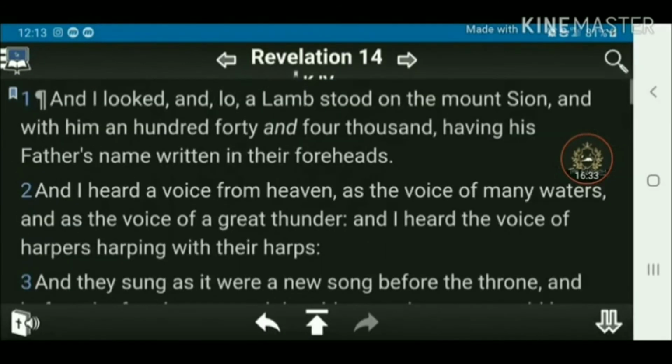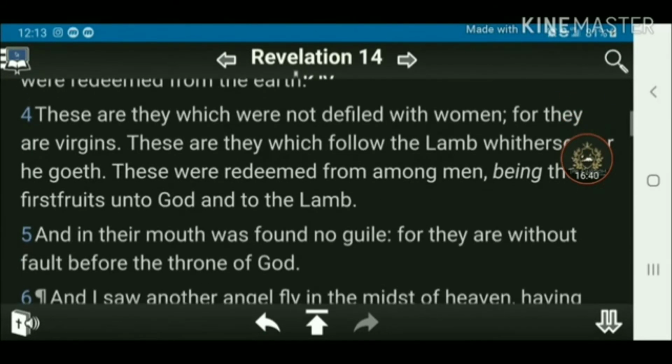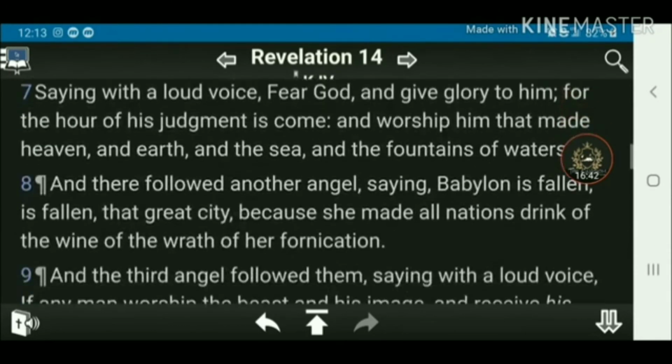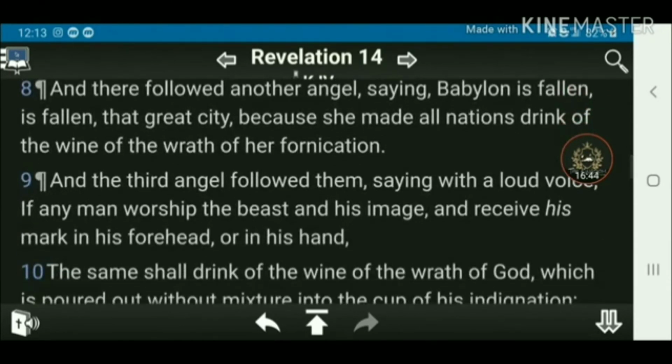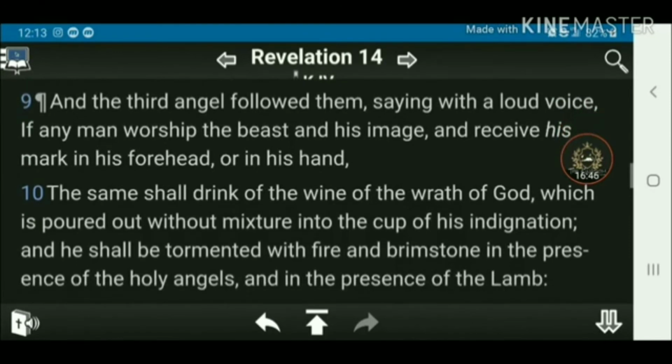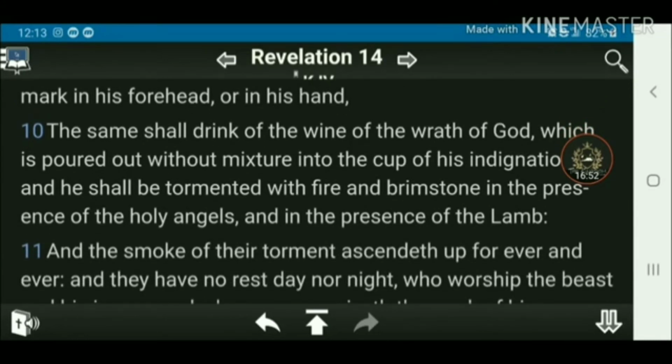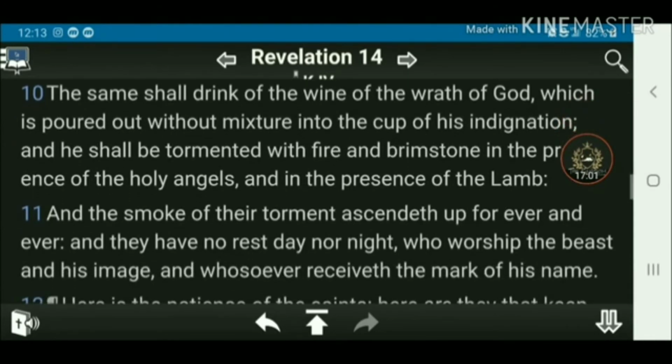Revelation, the 14th chapter, the Lamb stood on Mount Zion with 144,000 in verse 1. And as you read down, you see where Babylon is getting ready to fall. Another angel followed with a loud voice. If anybody worship the beast in his image, or take that mark in his forehead or in his hand, you're going to drink of the wine of the wrath. Now you in tribulation, but you don't want to go over to that wrath. Remember the chart, which is poured out without mixture. Ain't no mixture. Into the cup of his indignation.